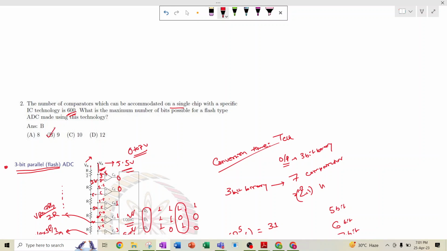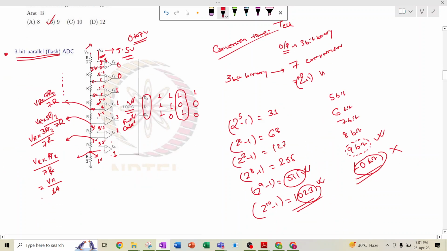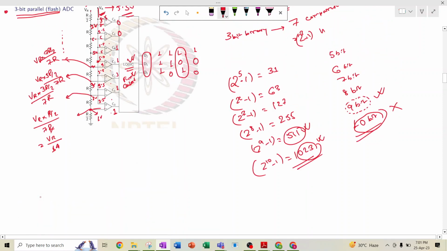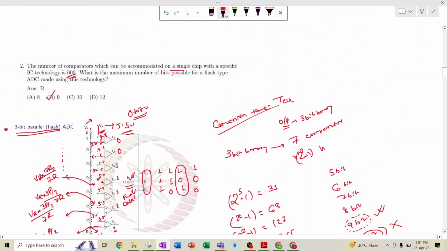So this was pretty much an easy thing. This is how this comparator works.